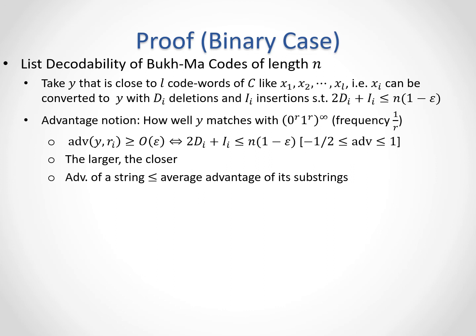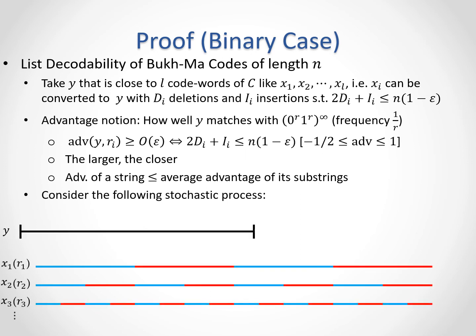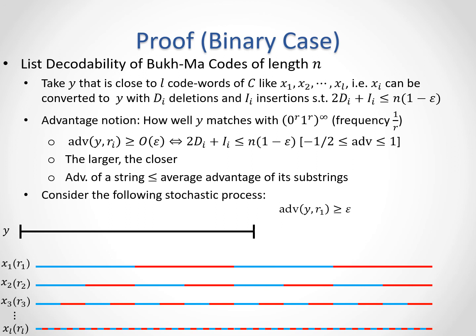With that being said, consider the following stochastic process. Given the assumption that we have about string y, we know that the advantage between y and r1 is large. This means that there is a large common subsequence between y and x1.